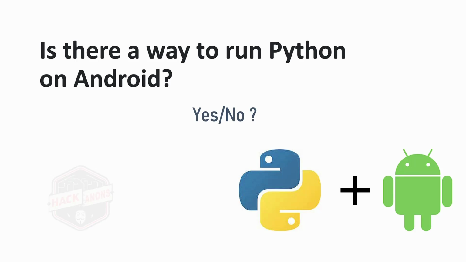In today's video, we're going to answer a common question asked by users, that is, is there a way to run Python on Android? Well, the answer is yes. Frankly speaking, there is not a lot of support with Python and Android. Basically, whenever we are working with Android, Java is usually referred to as the primary programming language. But yes, there are certain ways and methods by which we can run Python on Android. So let's see that in today's video.